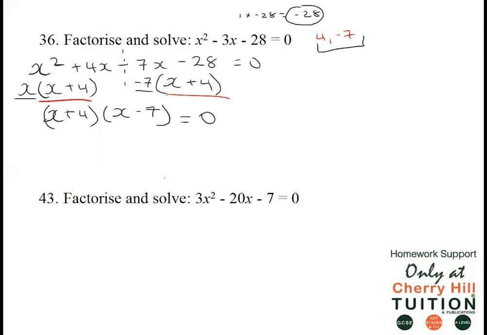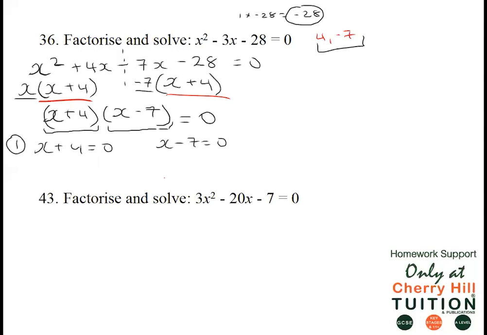They have also told us that the equation is equal to 0, and this is really going to help us. So all you need to do is make these equal to 0 separately. So x plus 4 is equal to 0, and x minus 7 is equal to 0. And now we just solve. We need to make x the subject for both of them.